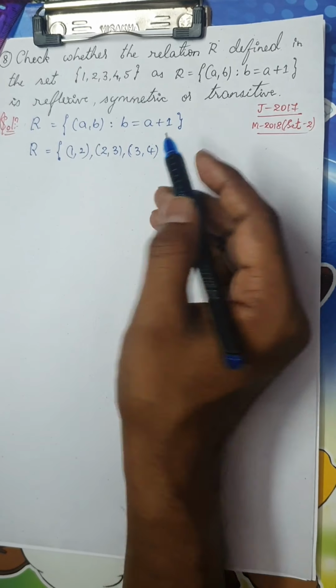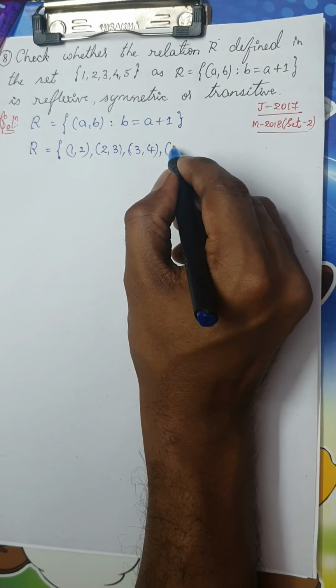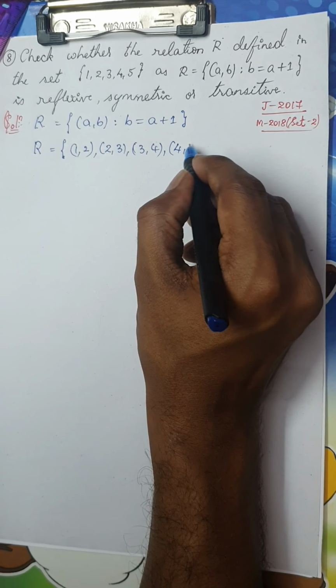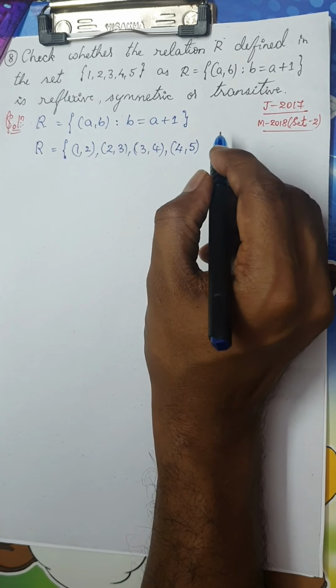B will be one extra more than A. So (3, 4). If A is equal to 4, then B would be 5. Are you following?